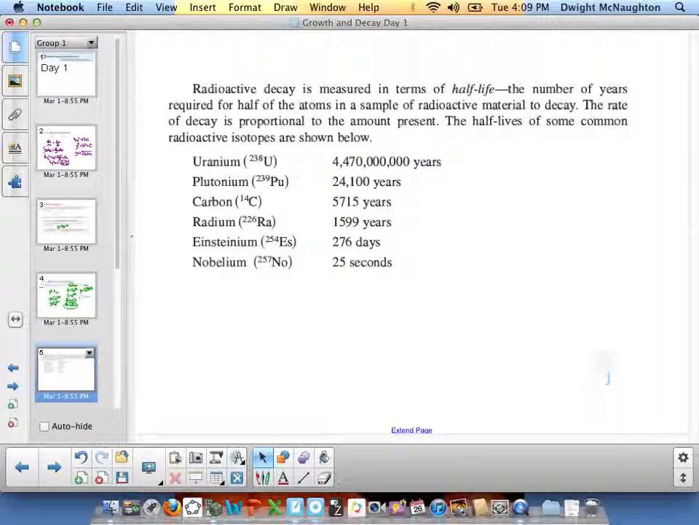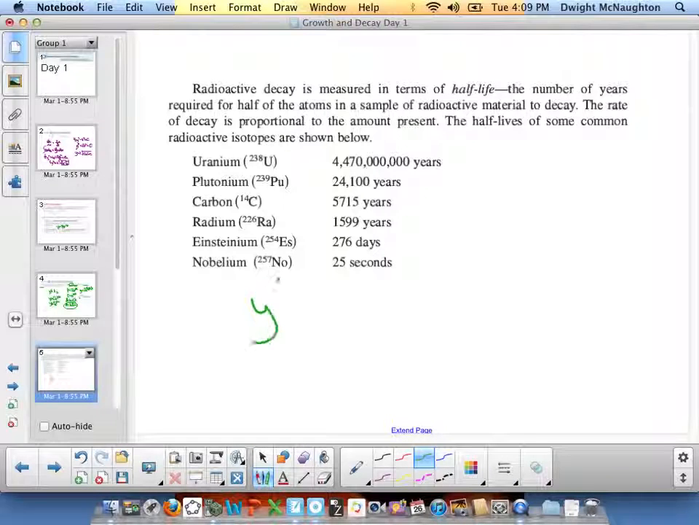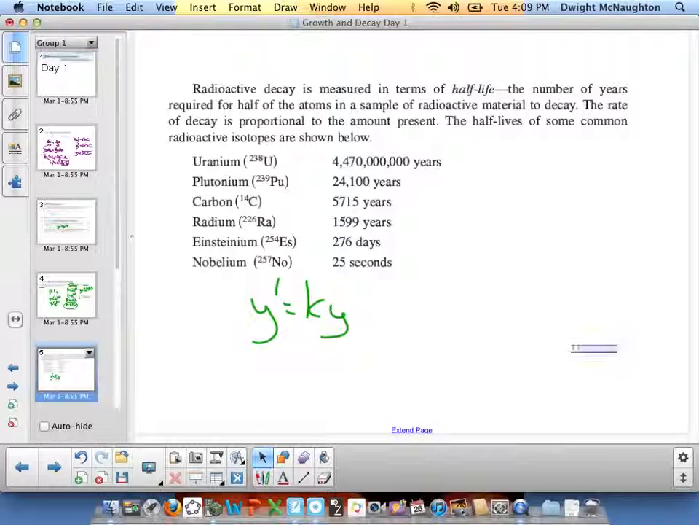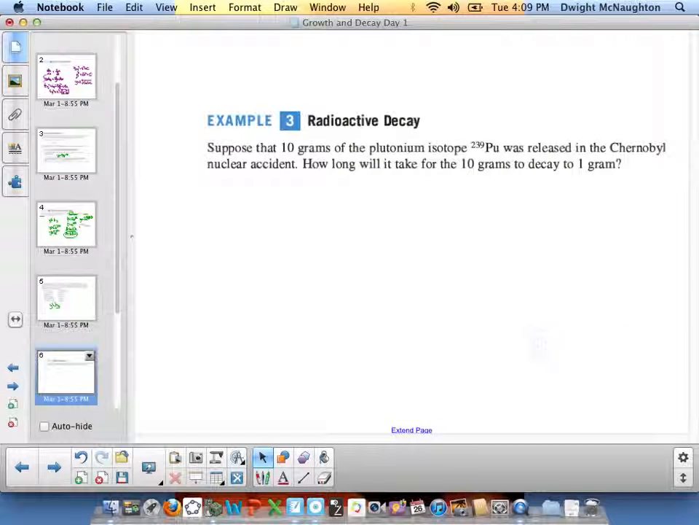All right, so here's an example. Radioactive decay is measured in terms of half-life, the number of years required for half the atoms to decay. The rate of decay is proportional to the present amount. That lets us know it's growth and decay, so we know it's a PERT problem, or Ce^(kt). Our question is, suppose that 10 grams of plutonium was released in the Chernobyl accident. How long will it take to decay to 1 gram?